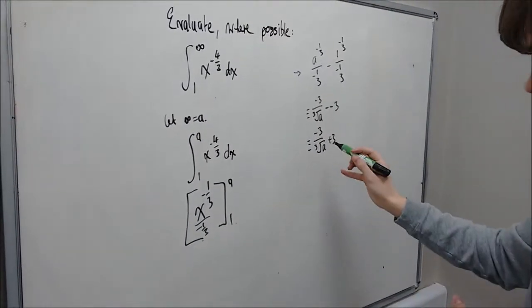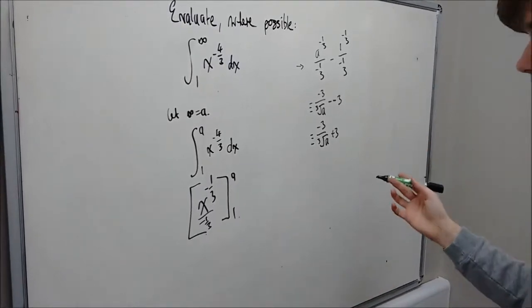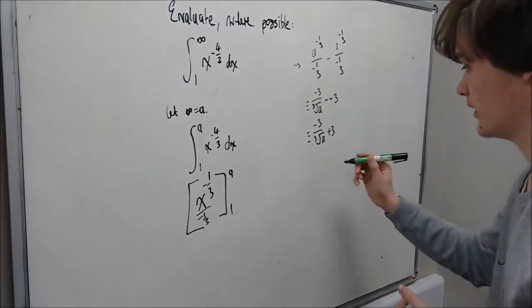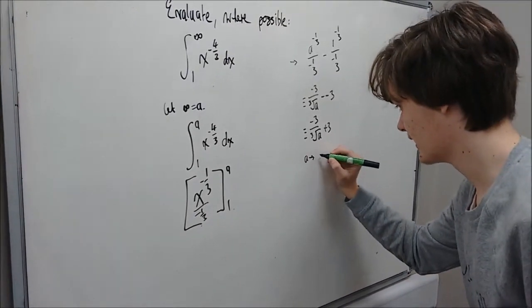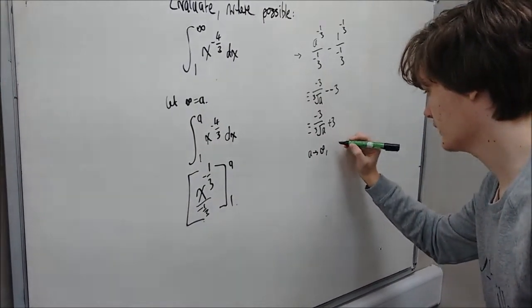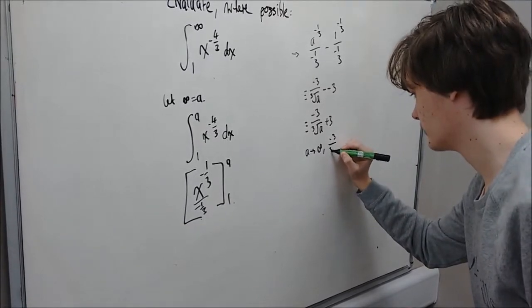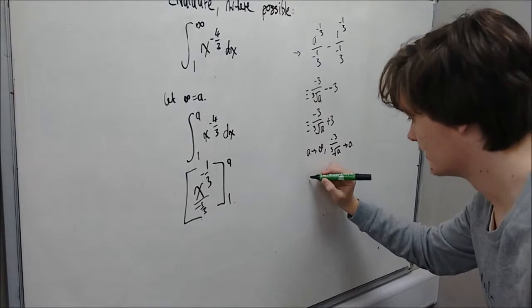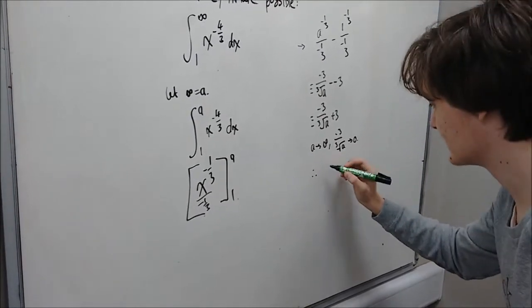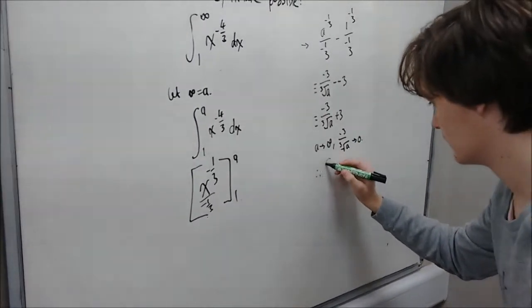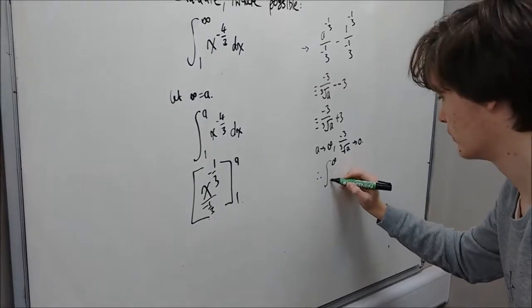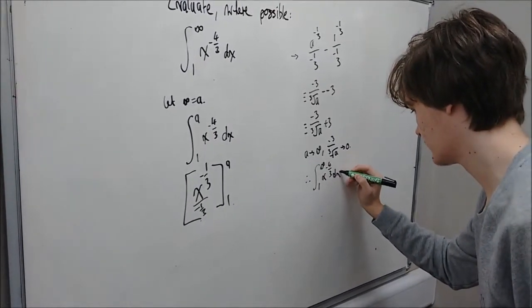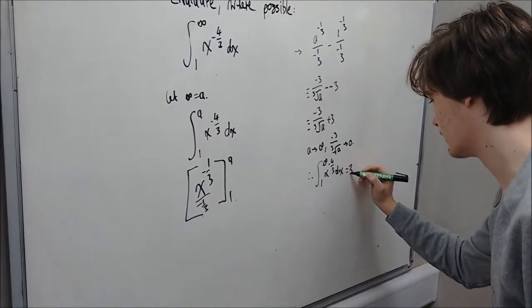Now, we know because a is on the bottom, we're dividing by a, and as it tends to infinity, if we divide by something massive, it becomes smaller. So we can write here, as a tends to infinity, minus 3 over the cube root of a tends towards 0. So we can therefore evaluate and say that between infinity and 1, x to the minus 4 over 3 with respect to x is equal to 3.